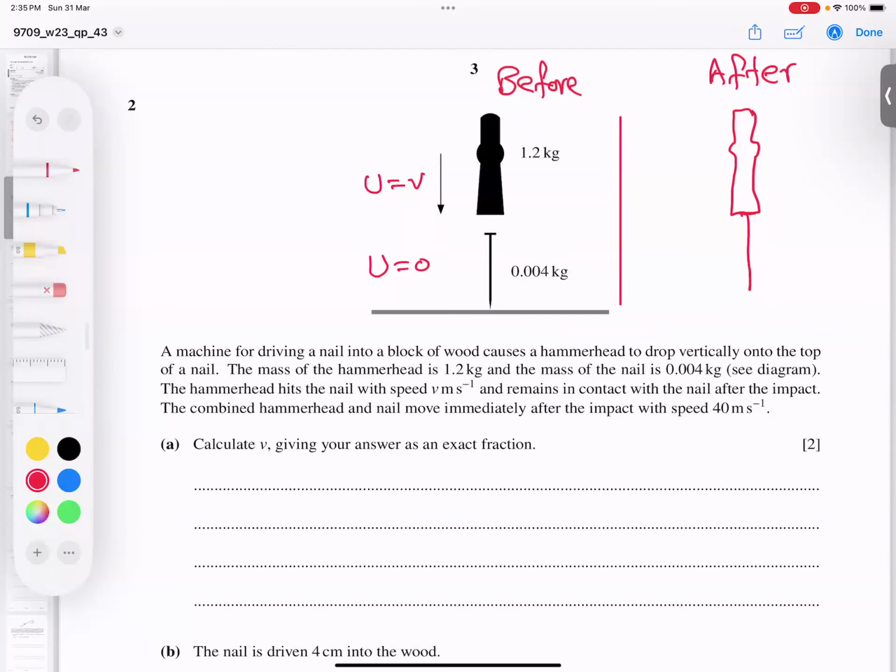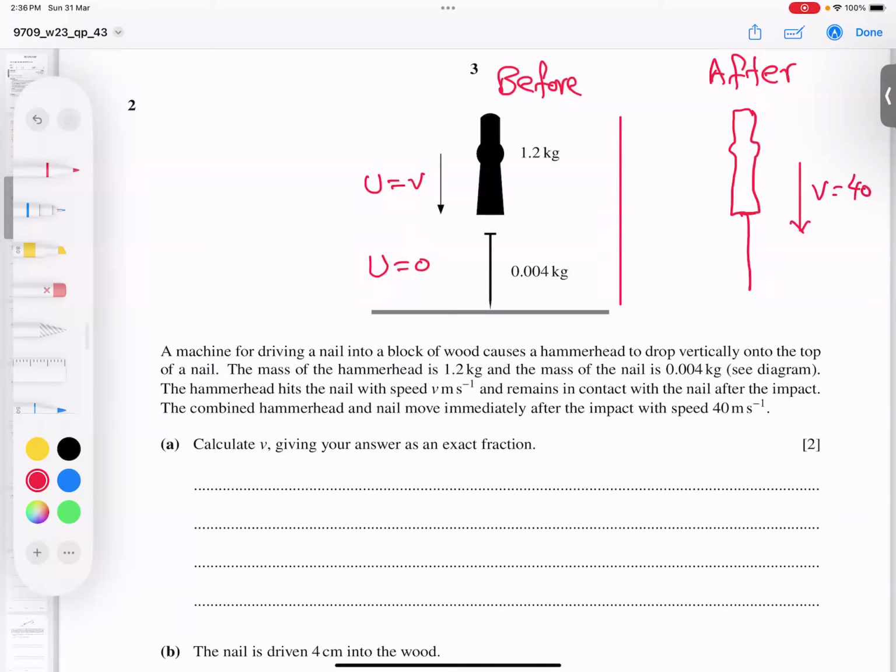After collision, it says the hammerhead remains in contact with the nail after impact. Impact means after hitting. The combined hammerhead and nail move immediately after impact with a speed of 40. So they will behave as a combined object, and it will go downward, and the speed is 40.